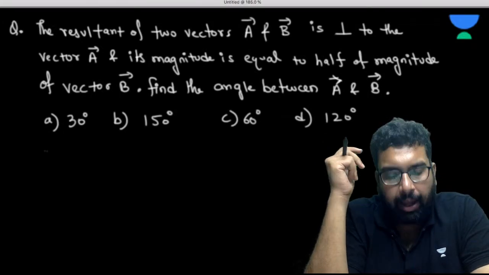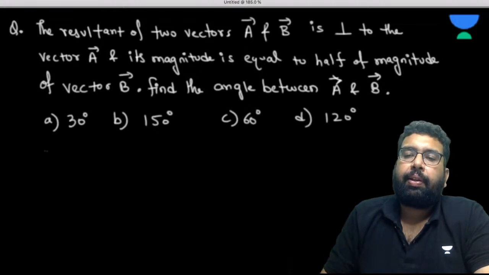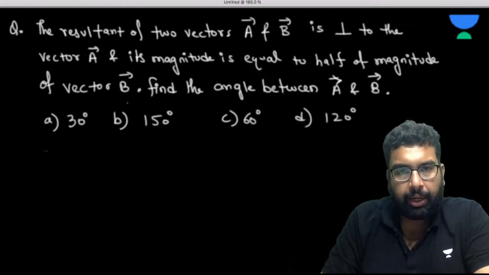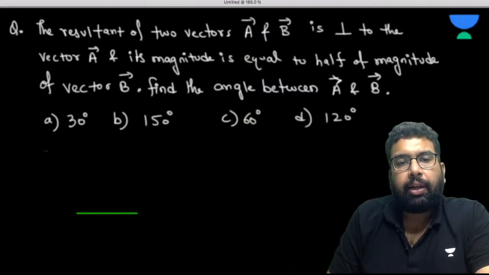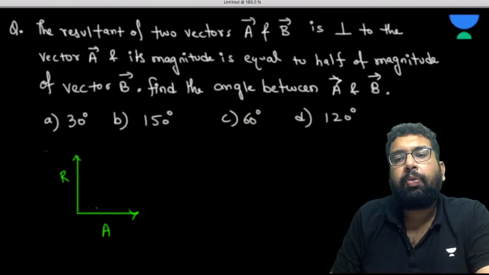Yashi said, have you tried it? Then wonderful. Now let me do it. Okay. So the resultant of two vectors A and B is perpendicular to the vector A and its magnitude is equal to half of magnitude of vector B. Find the angle between A and B. So there is one vector that is A, and for A and B, the resultant is perpendicular to vector A. So this must be the resultant. Its magnitude is equal to half of magnitude of vector B.